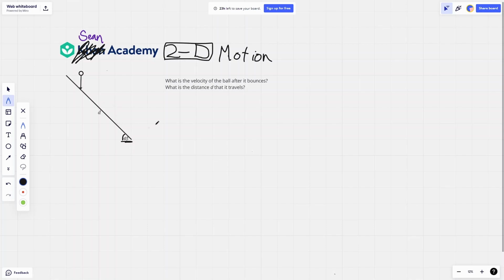Now, anyway, with this given problem, it's a bit different since we aren't given any numerical values except for this 45-degree angle. We're also given that this ball is bouncing elastically, which means that it loses no energy after it bounces. Okay, I should also write in that this is 45 degrees. Okay, so let's see. First question: what is the velocity of the ball after it bounces?